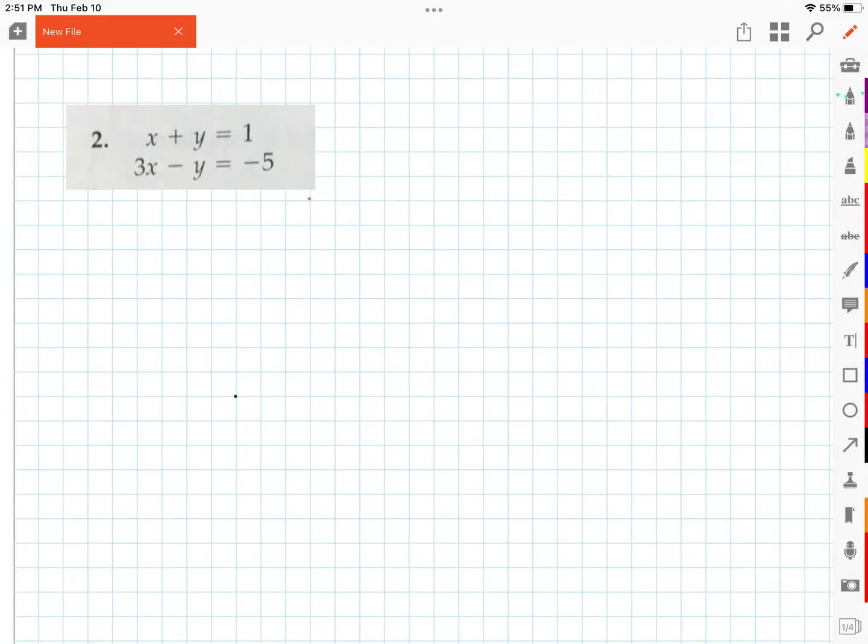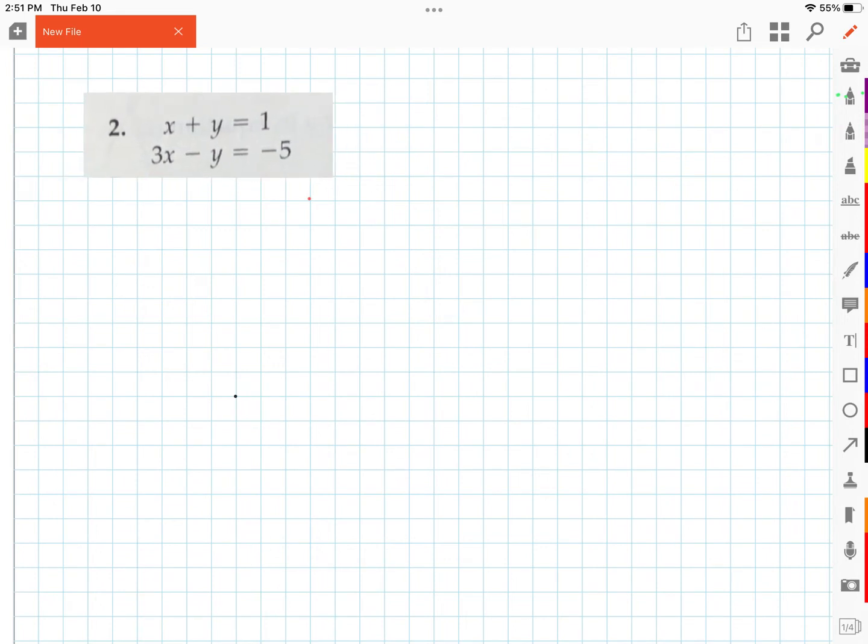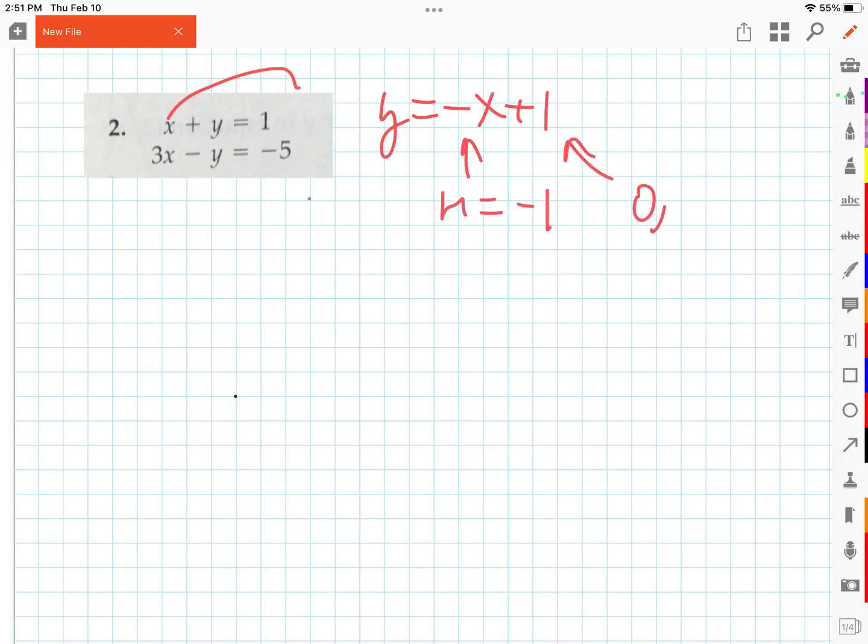Okay, for this problem, neither one of these equations is solved for y, so I'll show you two ways to do this problem. First, I'm going to subtract x from both sides. That leaves me y equals negative x plus 1. Now I'm writing it in mx plus b form. So the slope, m, is negative 1, and the y-intercept is 0, 1.